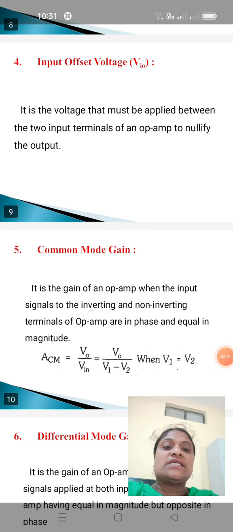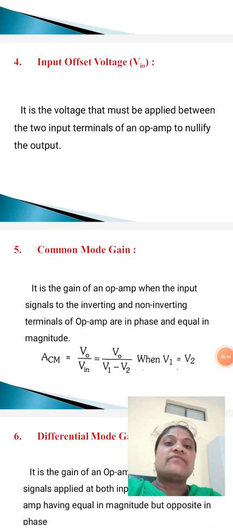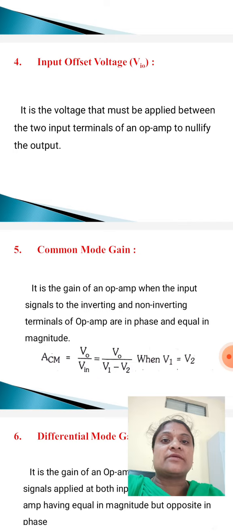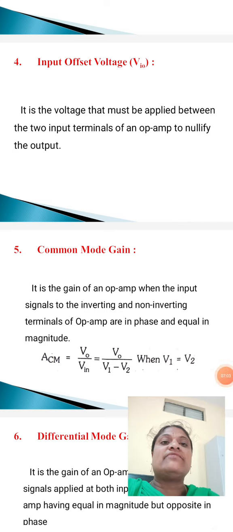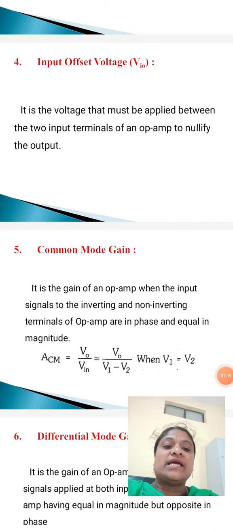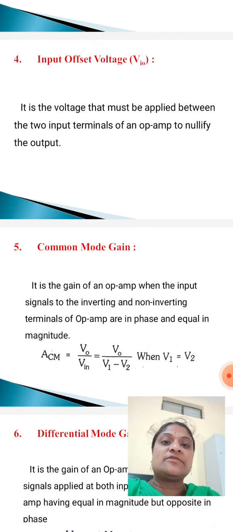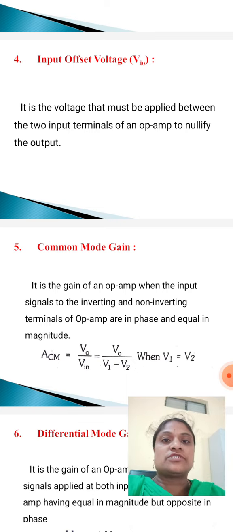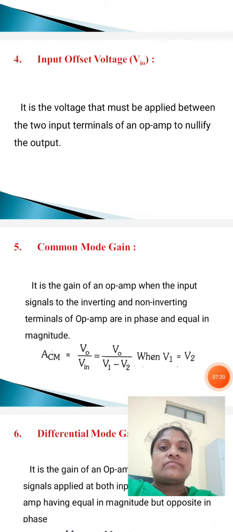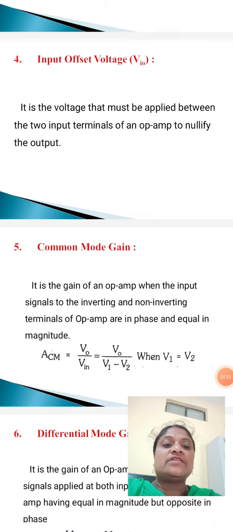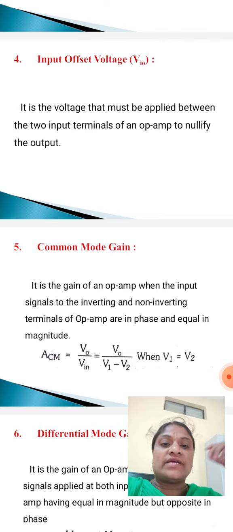And the next important specification of IC 741 operational amplifier is input offset voltage. It is denoted by VIO. So what is the meaning of input offset voltage? It is the voltage that must be applied between the two input terminals of an op-amp to nullify the output. I repeat this point once again. Input offset voltage VIO is a voltage that must be applied between the two input terminals of an op-amp to nullify the output.